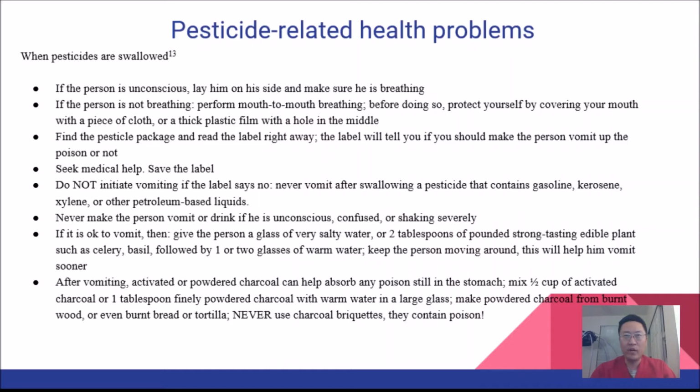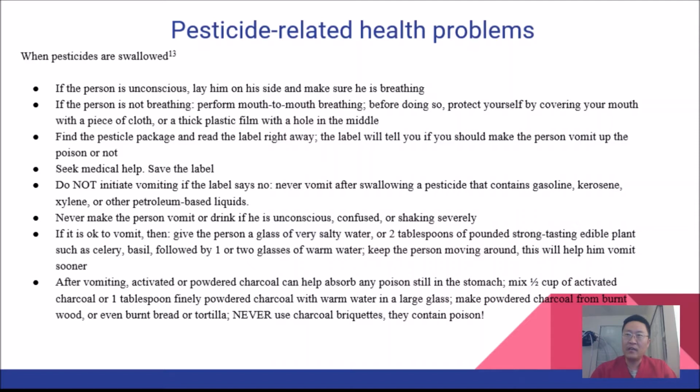If it is okay to vomit, then give the person a glass of very salty water or 2 tablespoons of pounded strong-tasting edible plants such as celery or basil, followed by 1 or 2 glasses of warm water. Keep the person moving around. This will help him vomit sooner. After vomiting, you can use activated or powdered charcoal. It can help to absorb any poison that is still in the stomach.